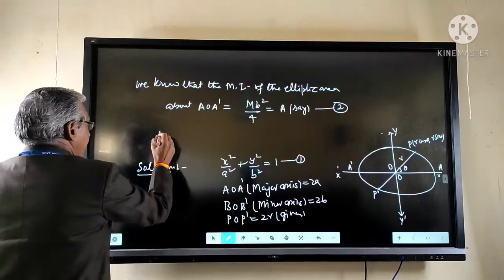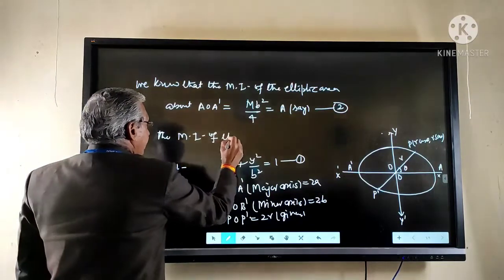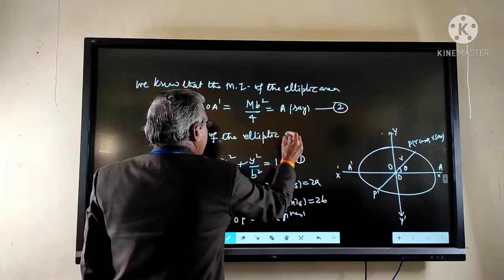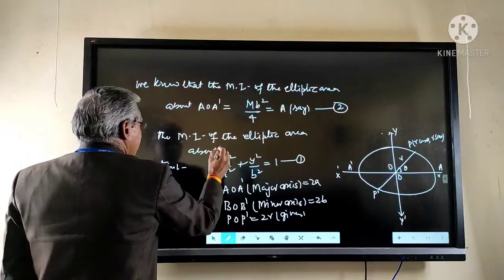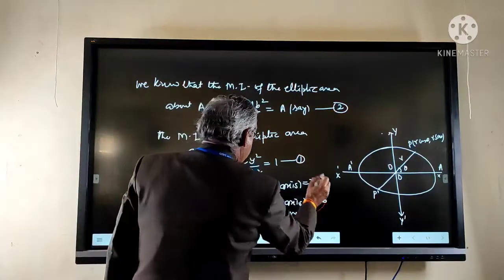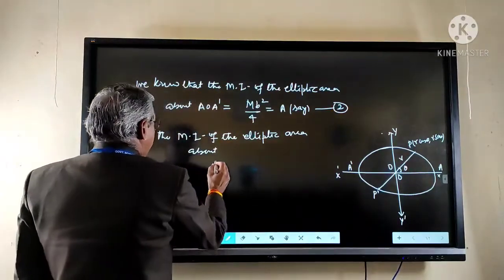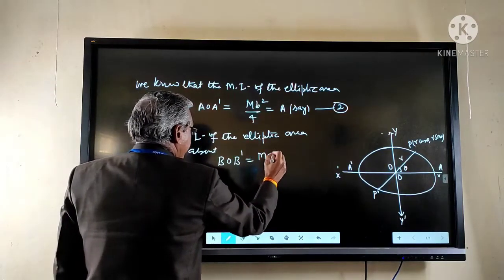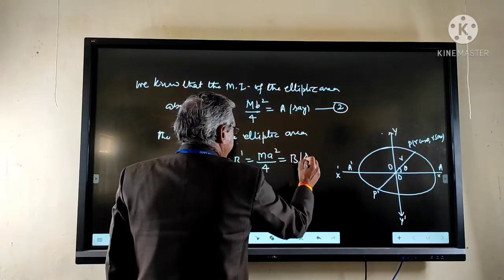Similarly, the moment of inertia of the elliptical area about BOB dash, this is m a square by 4. Suppose it is B.